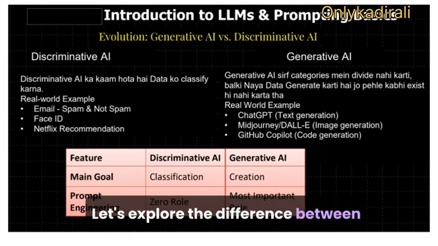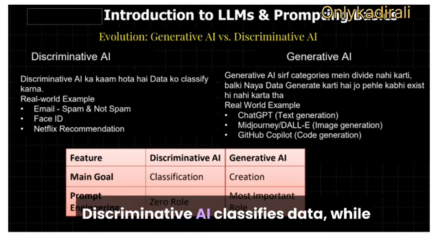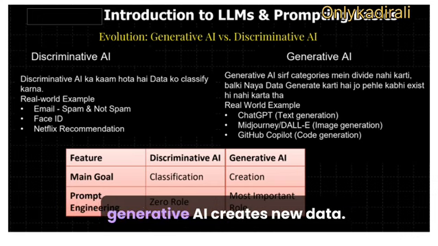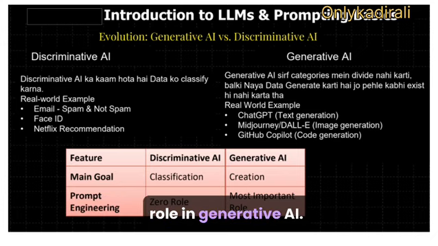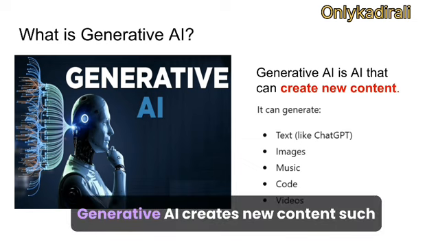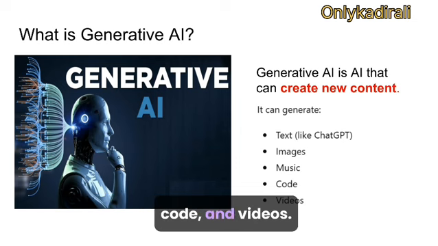Let's explore the difference between discriminative AI and generative AI. Discriminative AI classifies data, while generative AI creates new data. Prompt engineering plays an essential role in generative AI. Generative AI creates new content, such as text like ChatGPT, images, music, code, and videos.